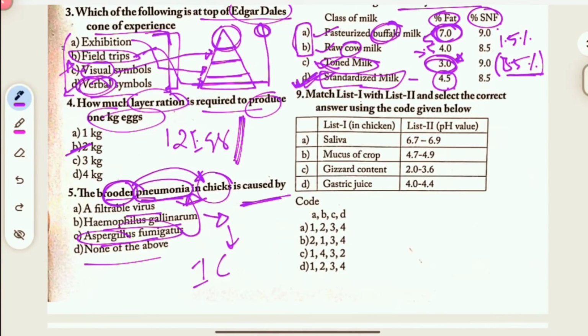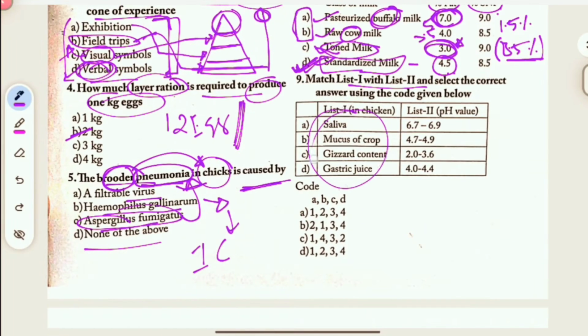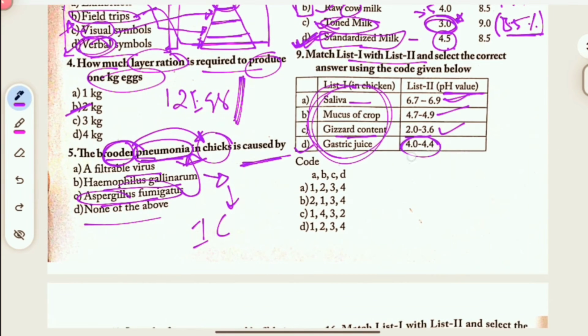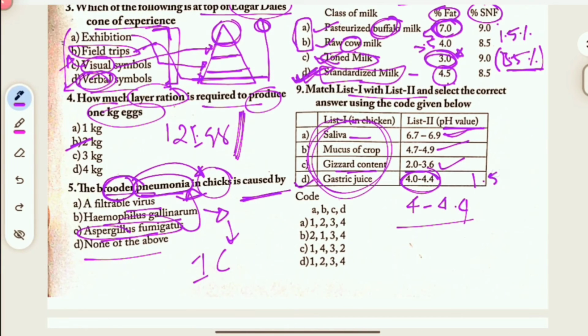Now, let us match the following: saliva and their pH range. Saliva 6.7 to 6.9. This is correct. The mucus of the crop has a pH of 4.7 to 4.9. This is also correct. The gizzard content is a little bit more acidic in nature, that is 2 to 3.6. And when it comes to gastric juice, here they have given 4 to 4.4. But some other literature suggests it ranges between 1.5 to 3.5. So let us keep this question aside.